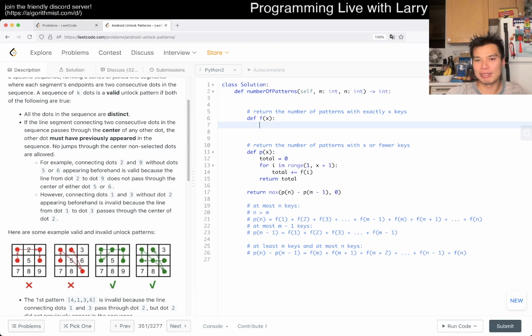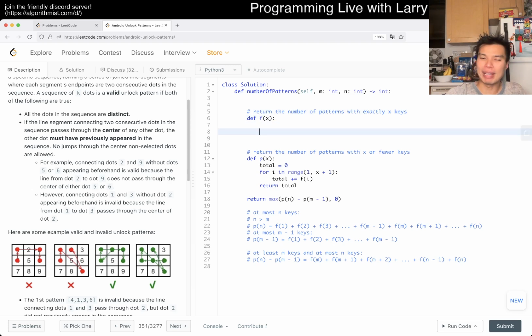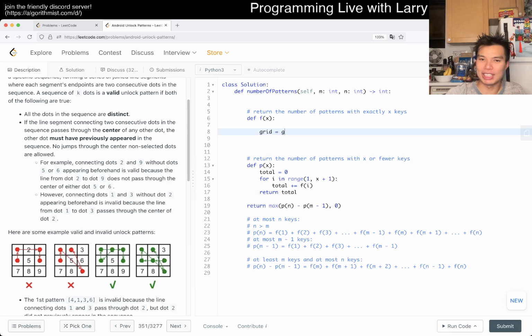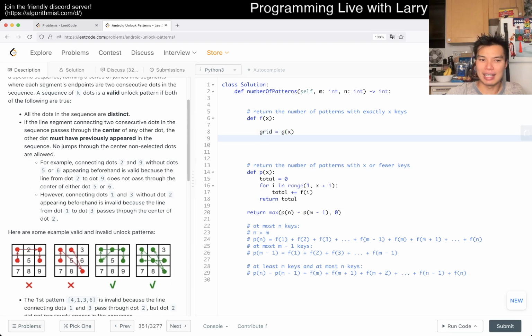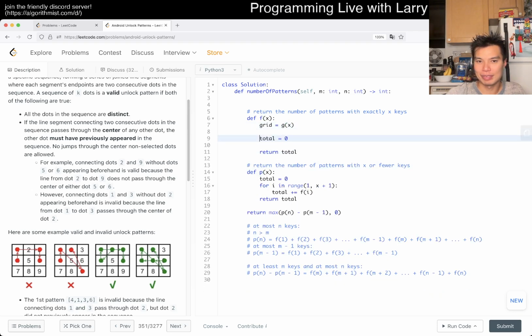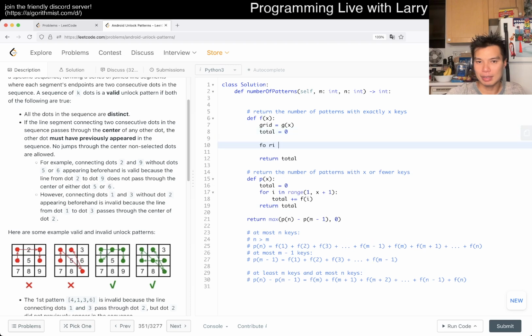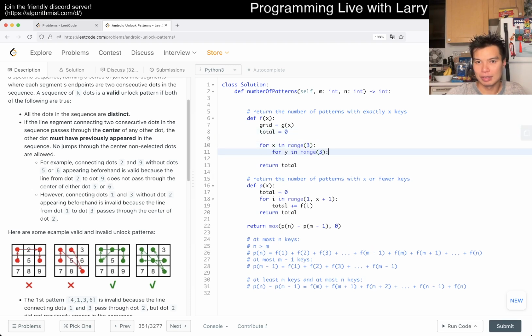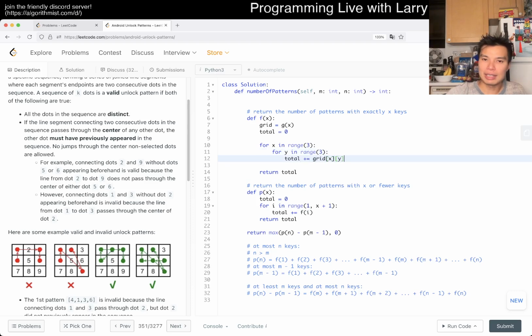Okay. So then what does this mean, right? So now we want to return the total number of patterns, right? So then maybe we have something like grid is equal to g of x. And then now we sum up the total. I'll explain what I mean in a second. Hang on. Okay, so something like this.